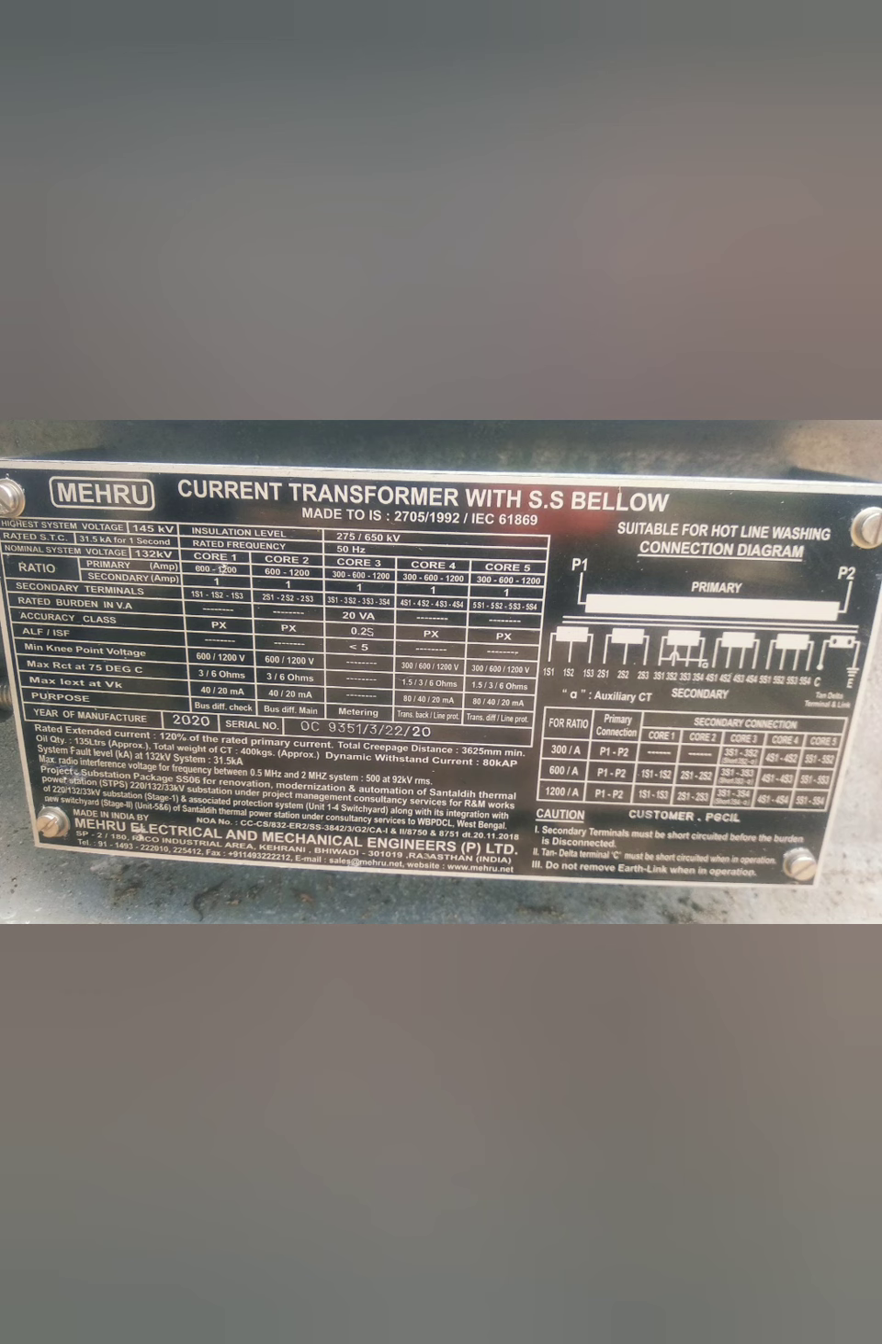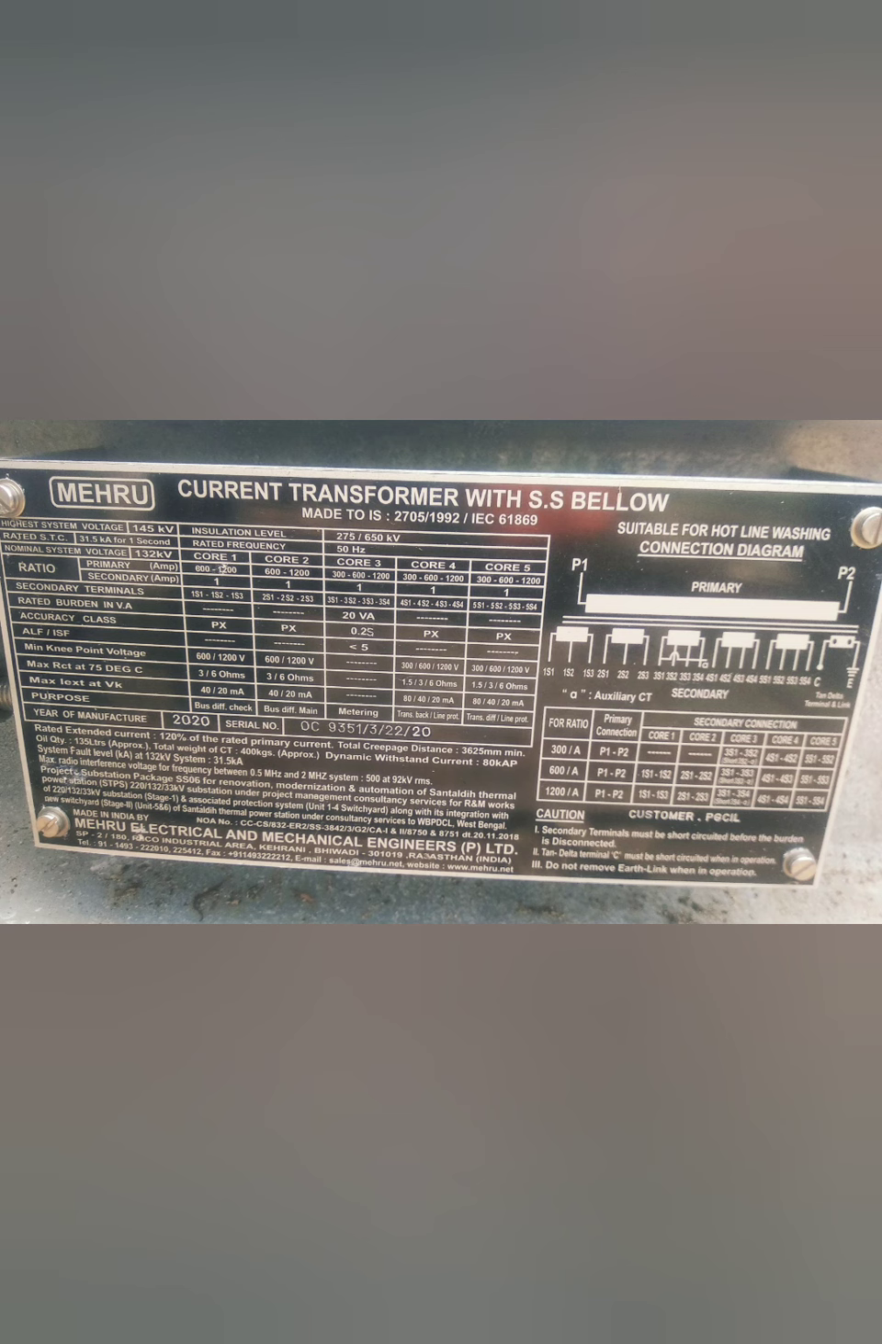Core 3 is metering, so we don't need to do the knee point voltage test. For core 4 and core 5 we need to do the knee point voltage test: S1 and S2 is 300 volts, S1 and S3 is 600 volts, and S1 and S4 is 1200 volts. Corresponding to the voltage, the milliamp leakage should be 20, 40 and 60 milliamps. It should not exceed the level. These are all the basic nameplate details. In the next video, we'll see the testing procedures, how the testing will be done for this nameplate of your CT.